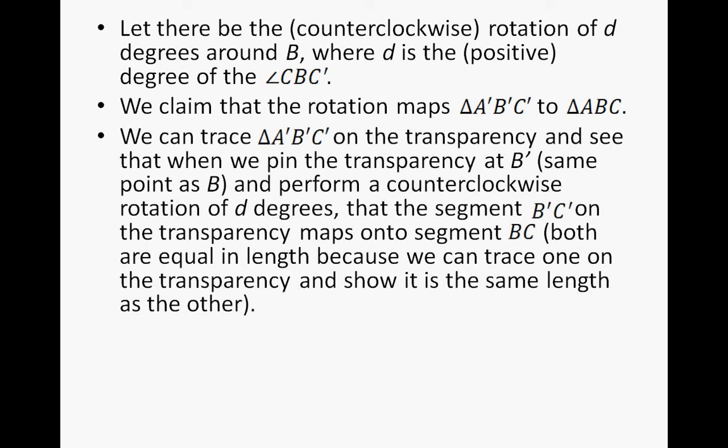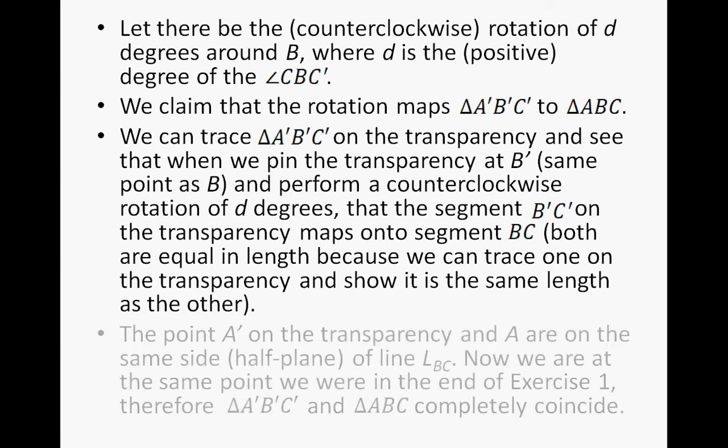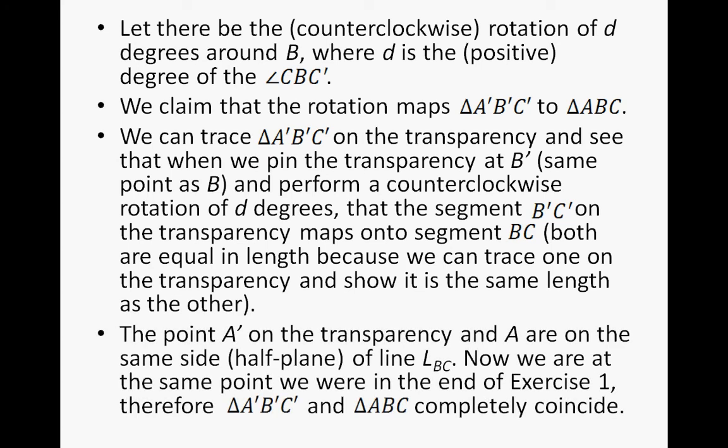And again, we can trace the triangle on the transparency and see that when we pin it at point B, remember B prime is the same as point B, and perform the counterclockwise rotation of D degrees, the segment B prime, C prime on the transparency maps onto segment BC. And both are equal in length because we can trace one on the transparency and show that it is the same length as the other. And then point A would map onto point A prime, or vice versa. And we also have line BC that would map onto each other.